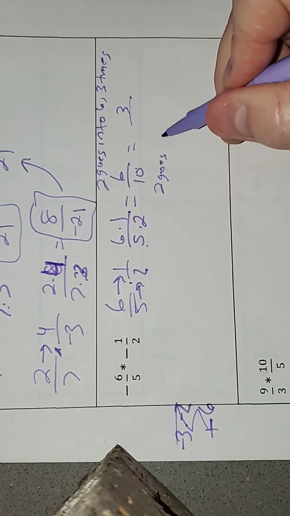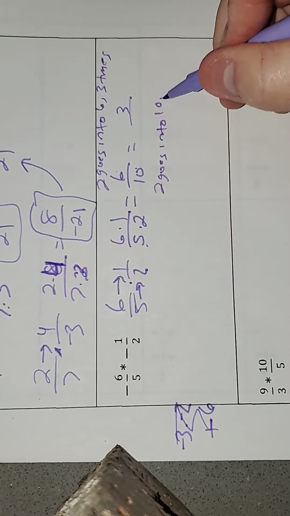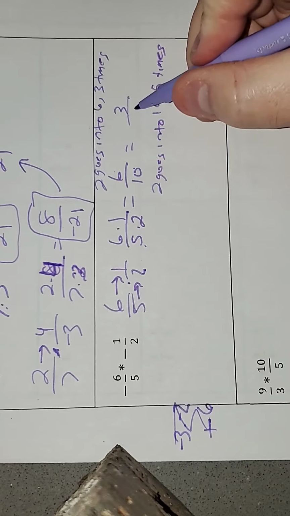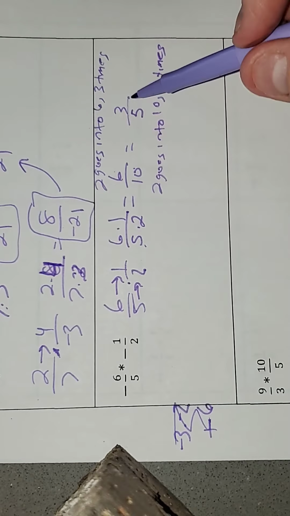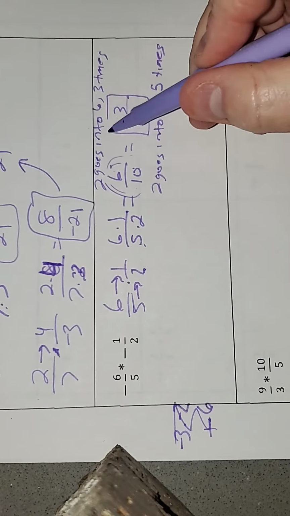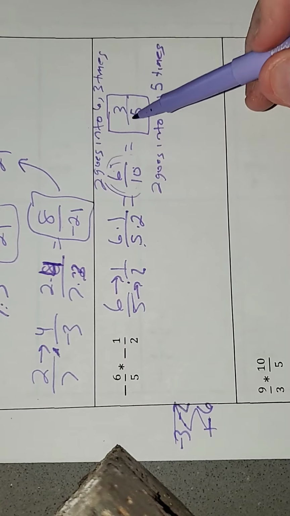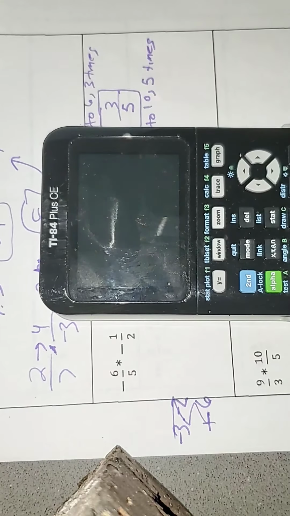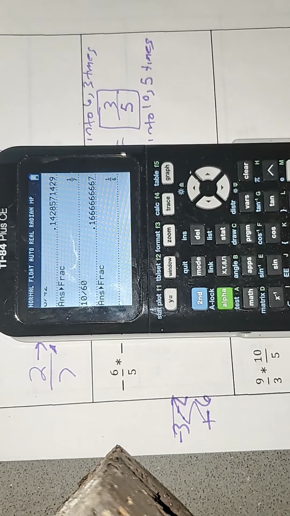2 goes into 10 5 times. So therefore we can write 5 on bottom. Even though this is the beginning of our answer, this is the reduced and final answer. Now, if you're wondering if 6 over 10 is really the same as 3 over 5, watch the calculator.